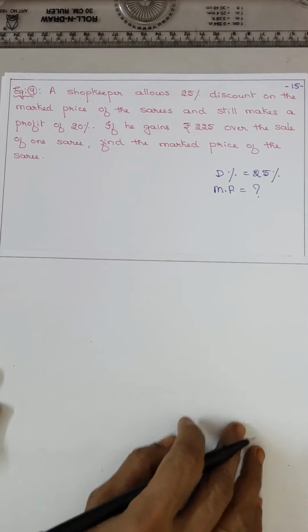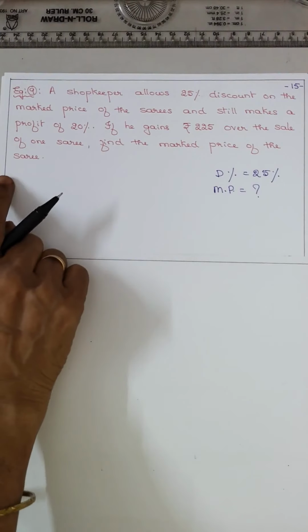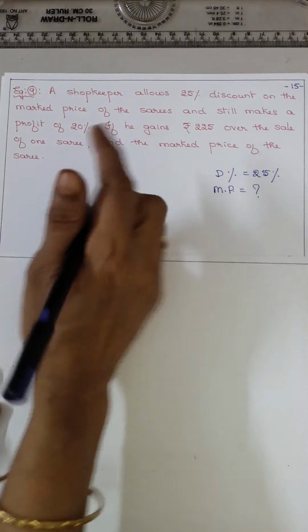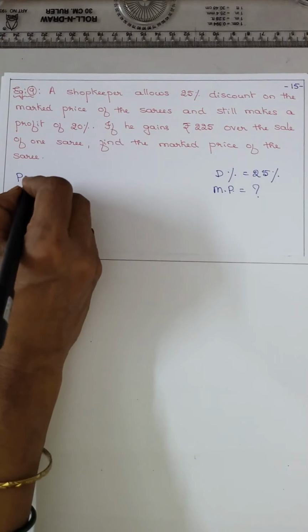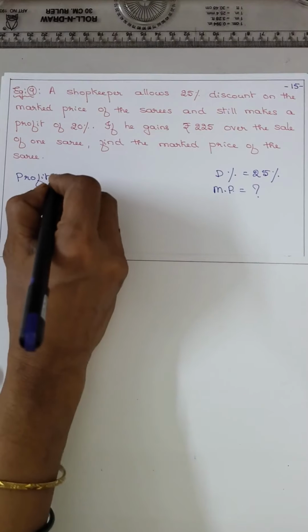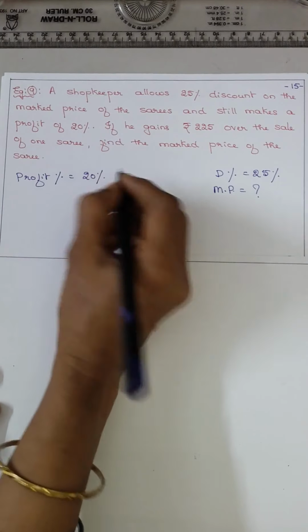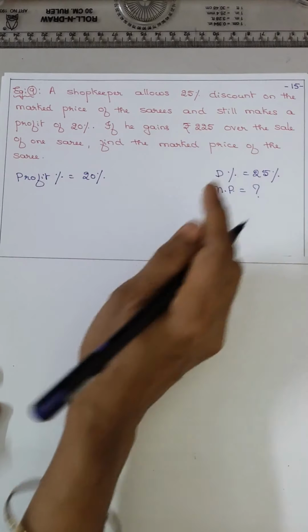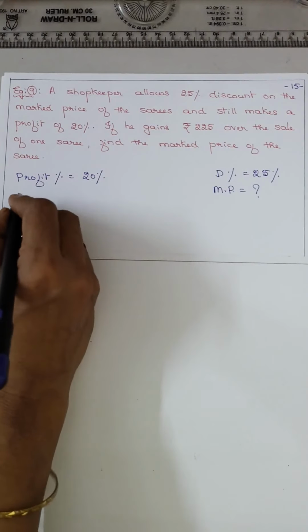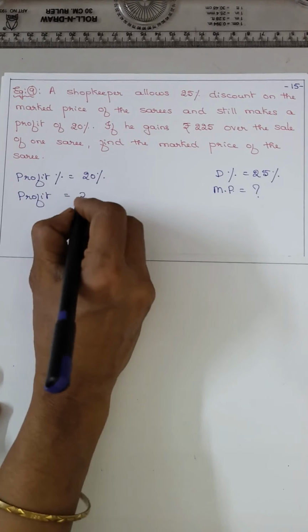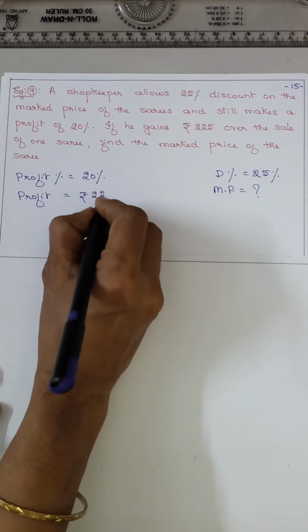Marked price, how much? So on the left side, what all is given? The profit percent is given. How much? 20%. Profit, he gains. So profit is equal to rupees 225.